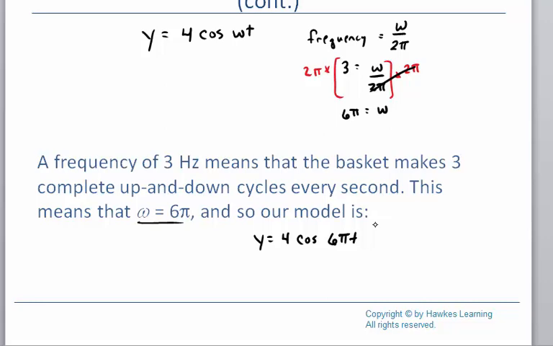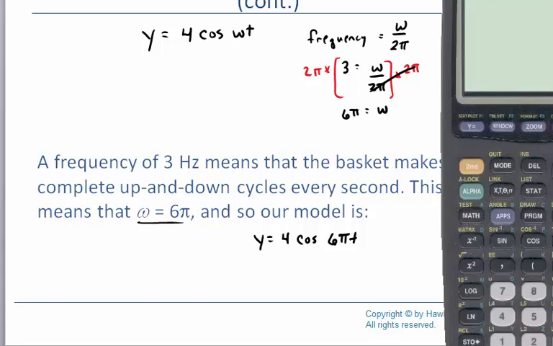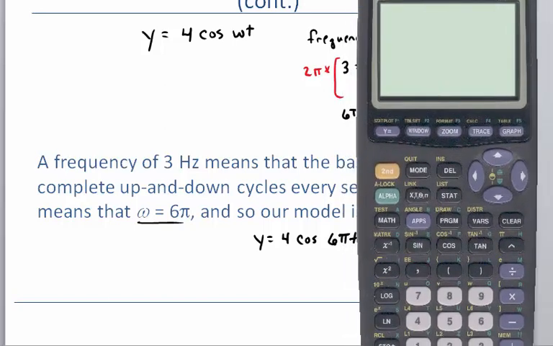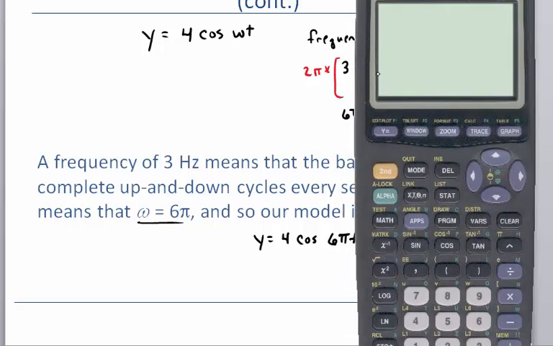Okay, so now that we have our model, which is what they were asking us to find, let's go ahead and take a quick look at the graph for this function. All right, so I'm going to turn my calculator on. I am going to put the function in: 4 cosine 6 pi x. We can't really use a t on our calculator, so x will play the role of the t. And let's take a look at the graph.